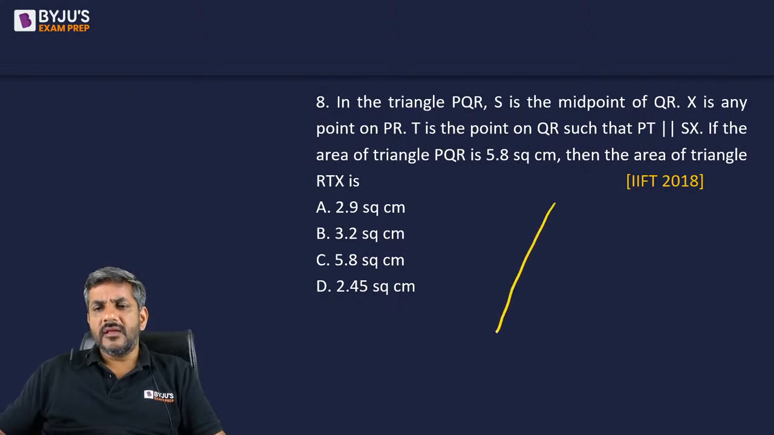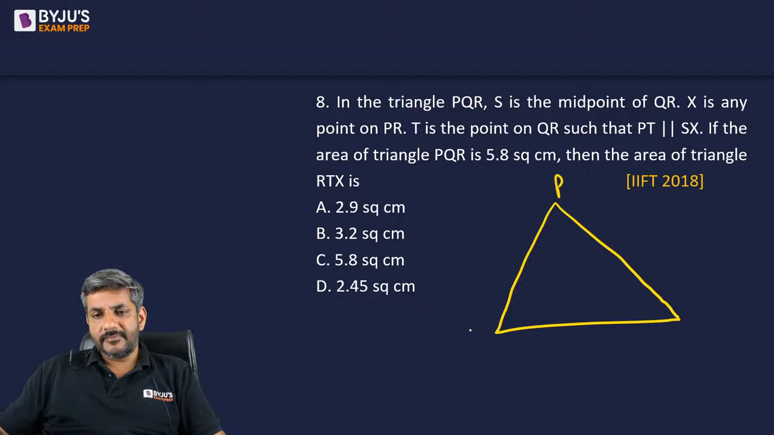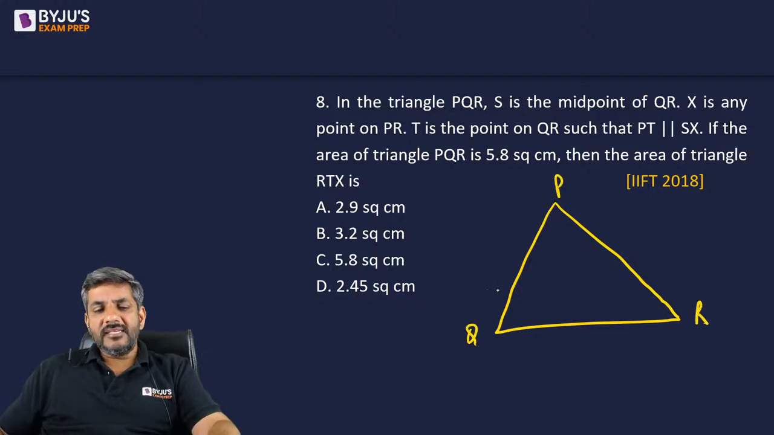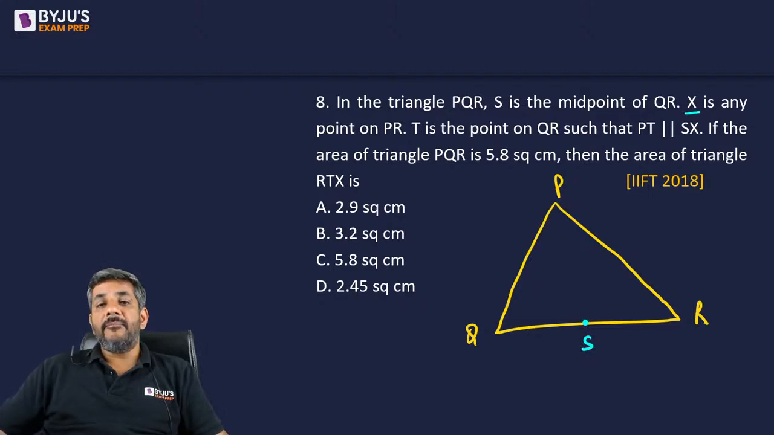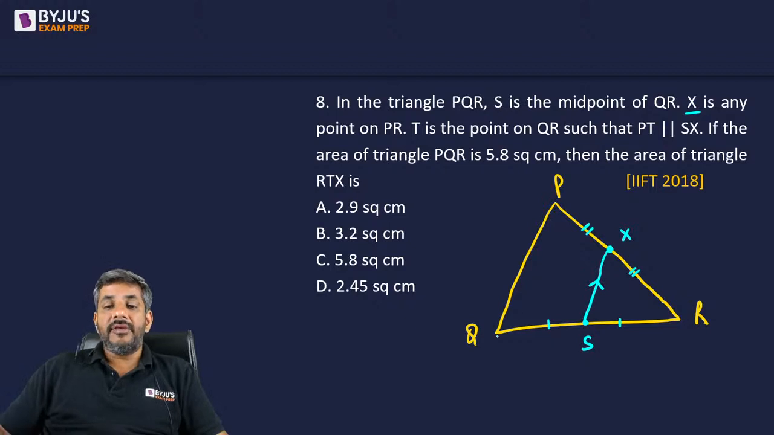What can I do? I'm saying let us say this line is PQR. Okay. S is the midpoint of QR. X is any random point on PR. Why can't I assume X as the midpoint of PR? Let's say X is the midpoint of PR. S is the midpoint of QR. So can I say a line which is parallel to SX would be actually line PQ only?